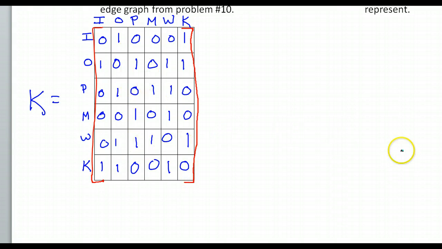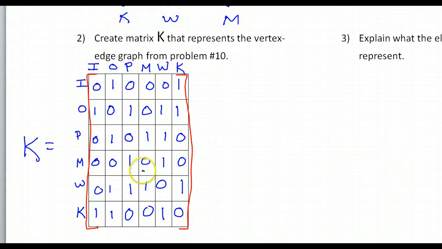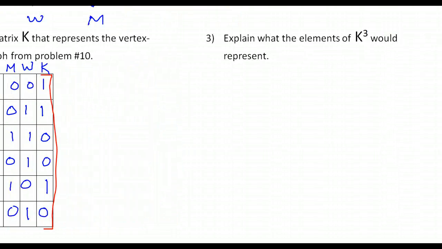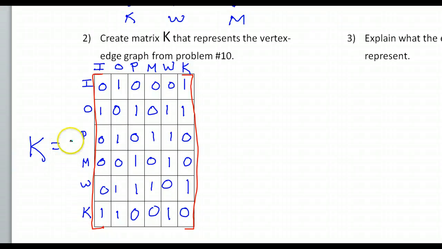Alright, there's matrix K. Now let me remind you what the elements of this matrix mean so that you can begin to answer number 3. This original matrix K, these elements represent the number of ways you can get from one state to another crossing one border. So I can get from Indiana to Ohio crossing one border in one way. There's one border between Indiana and Ohio.